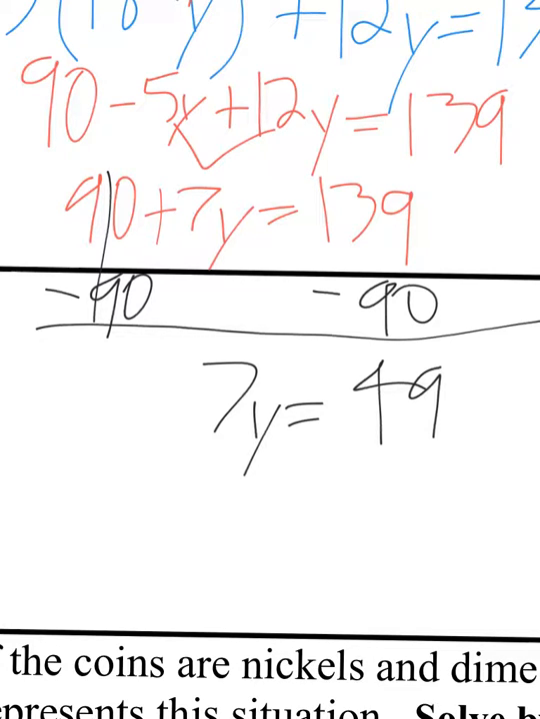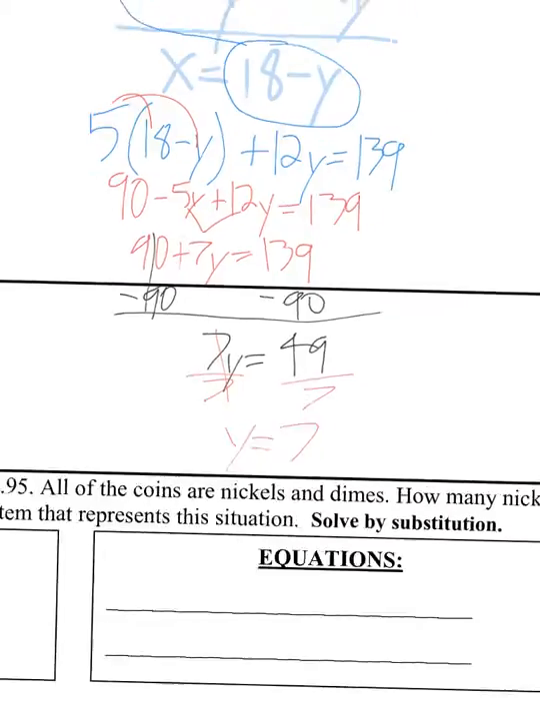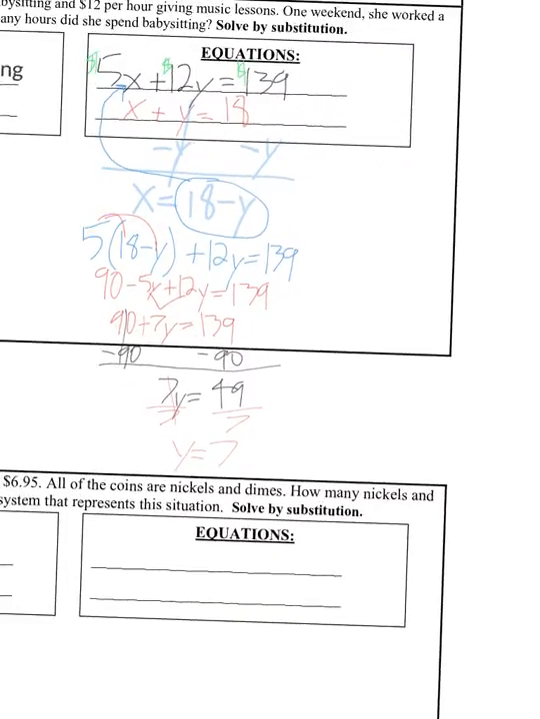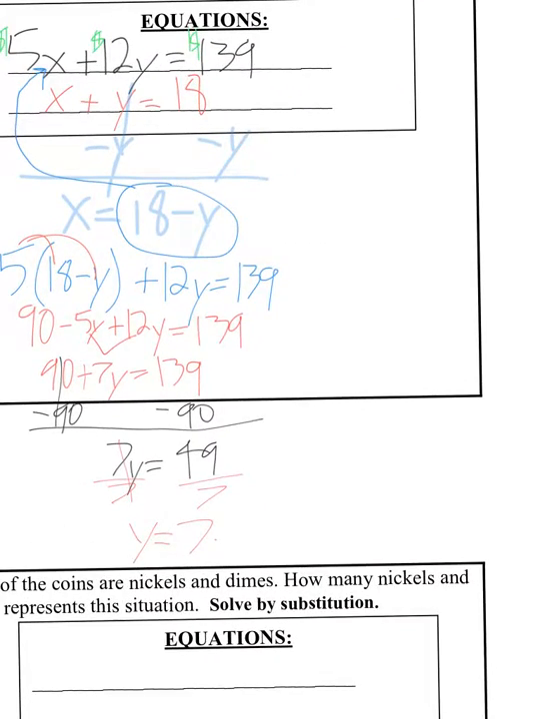Yeah, so 12 minus 5 is 7. So positive 7y equals 49. My bad there. Glad I caught the mistake. So divide both sides by 7, and you're going to get y equals 7. So I know that y equals 7, and I know that x equals 18 minus y. So x equals 18 minus 7, so that's going to be 11. X equals 11.